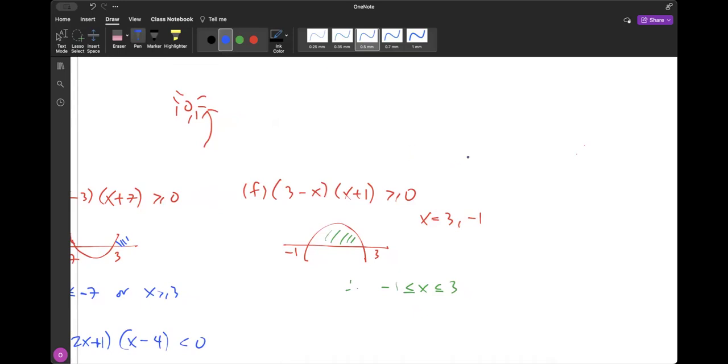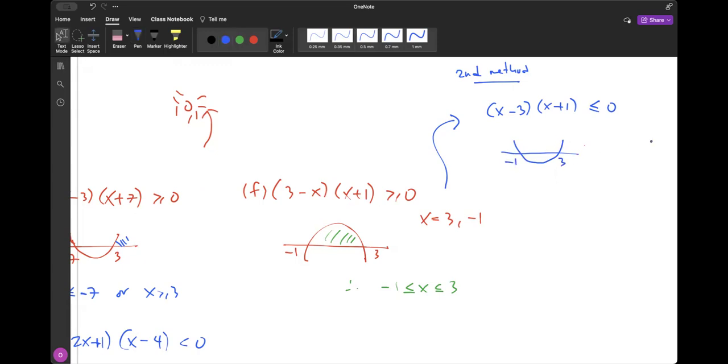Or there is another way of doing this. Sometimes we can just reverse this, make it into this form. When you reverse this, you have to reverse the sign. This is the second way, second method. So you have to change this one to this and reverse this, and then make it into the U-shaped form. So this is -1, then 3 again. Right? So can you see where's the answer again?